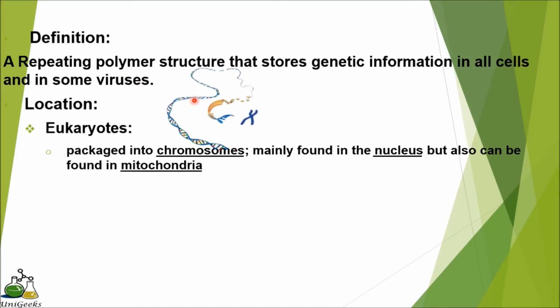Here we got a diagram. We got a long polymer of the DNA, we got a histone, we got a nucleosome, and then the DNA is packaged into chromosome so that the DNA can fit within the nucleus.